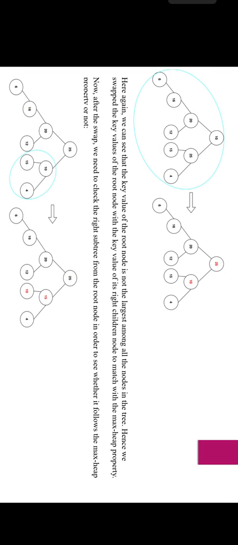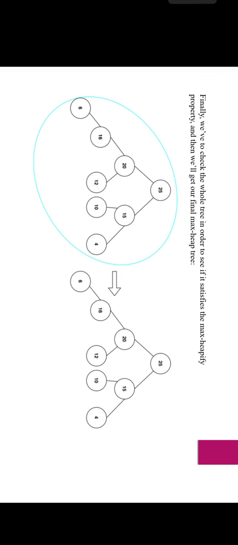Here again we can see that the key value of the root node is not the largest among all the nodes in the tree. Hence we swap the key value of the root node with the key value of its right child node to match the max heap. Now after the swap, we need to check the right subtree to see whether it follows the max heap property or not. So finally we can see that it is in perfect order for a max heap tree.